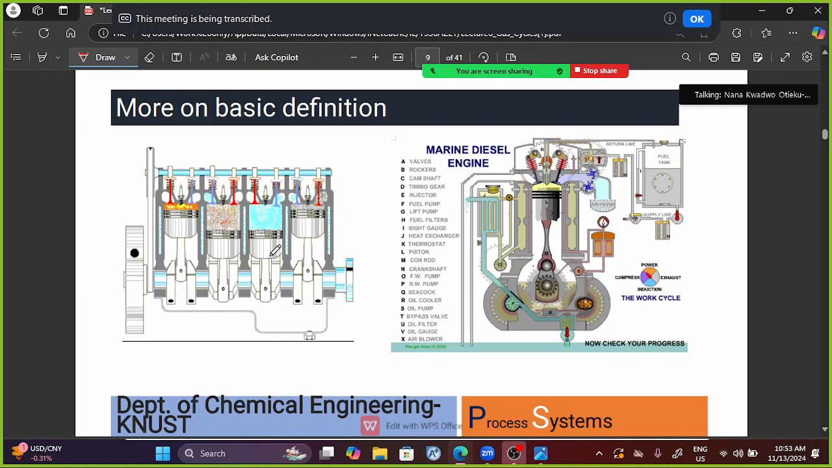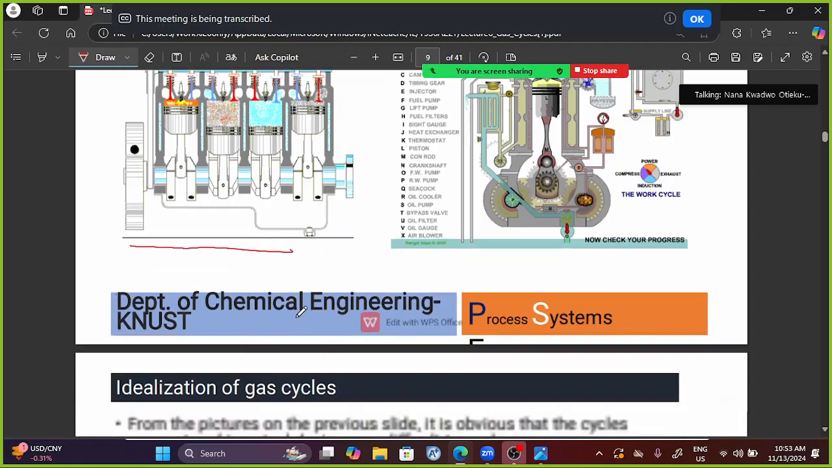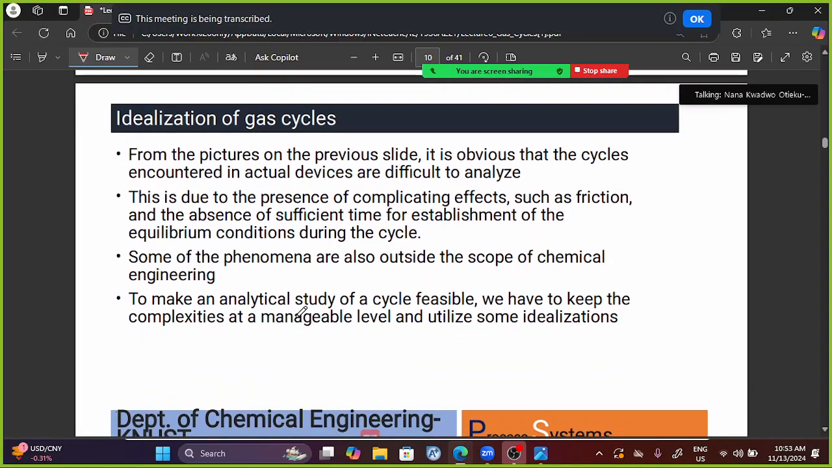So this is just how the reciprocating engine looks like. If you check the PowerPoint for lecture 3, this is in animated form, so you can actually see the movements of the pistons up and down. And then these are just the parts of that kind of engine.